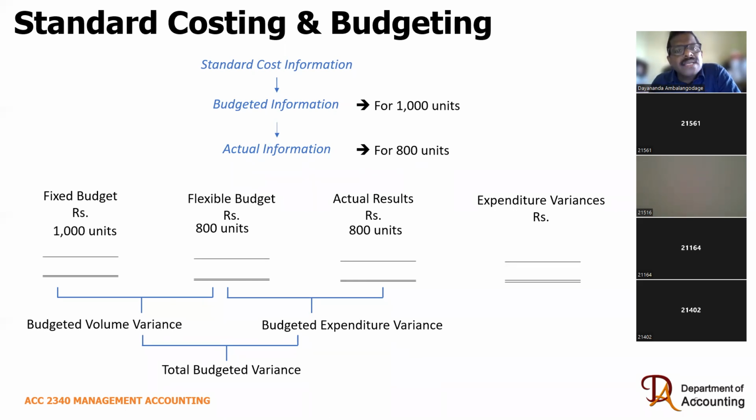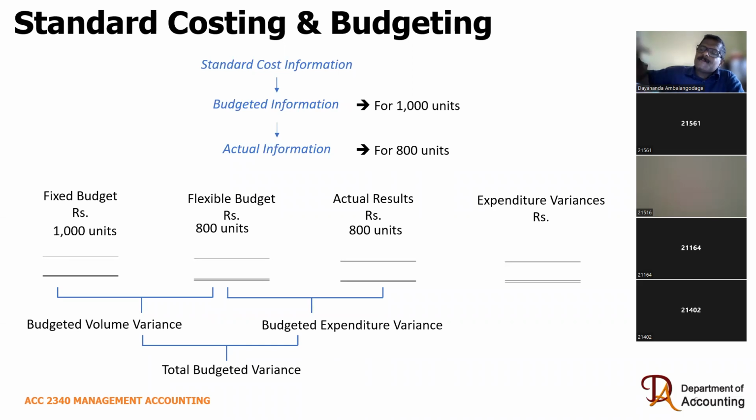So based on the standard cost information, you may prepare the budget for 1,000 units. For 1,000 units, you prepare the budgets. You know the material requirement, you know the labor cost, you know the production overhead cost, you know the other administration and selling distribution cost, etc. You know how much to be paid as tax. So all these matters are very clear, but it's an estimate, the budget.